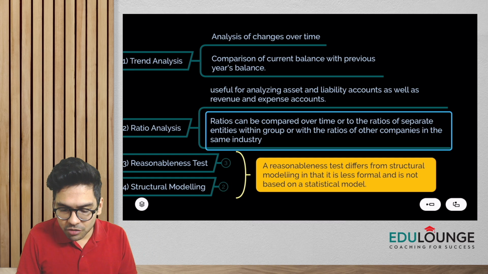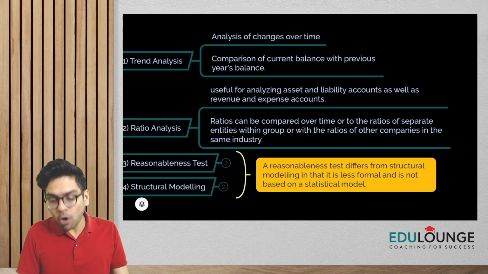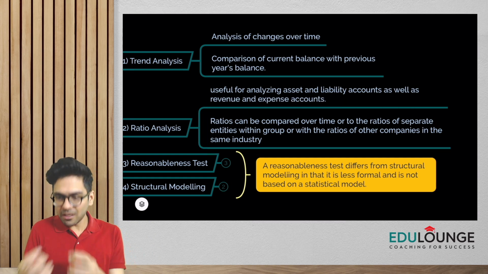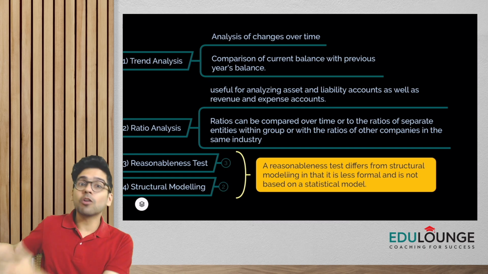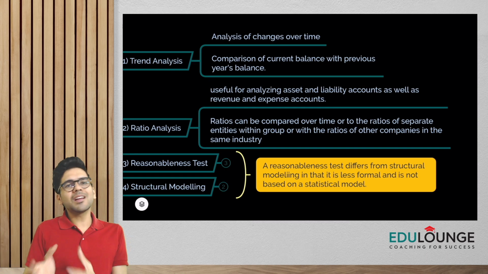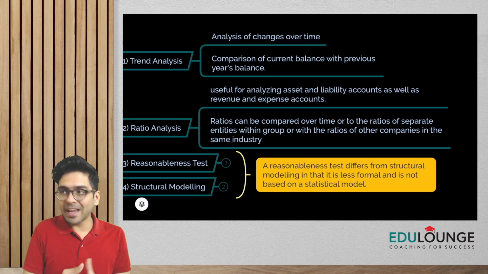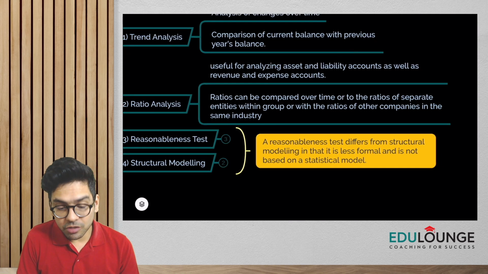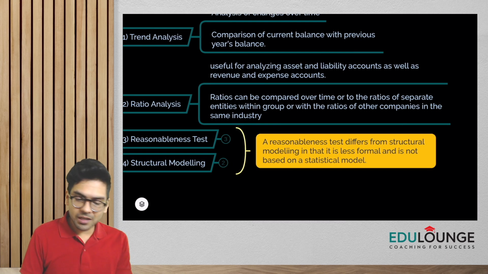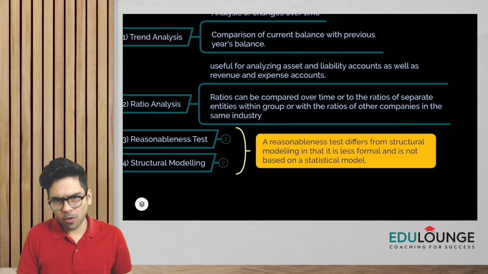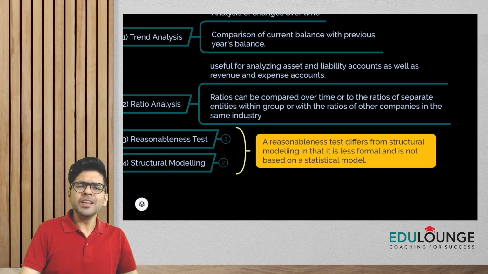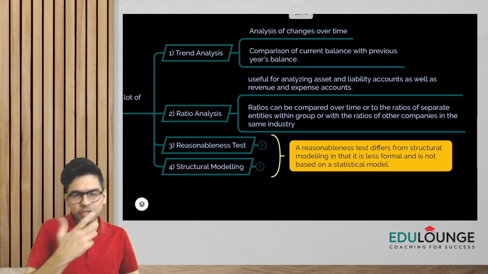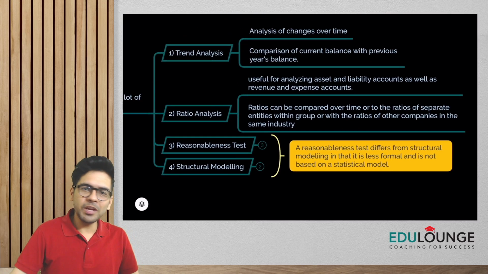So it says ratios can be compared over time or to the ratios of separate entities. We can even compare our ratio, GP ratio, to that of the competitor. So you can either compare your ratios over a period of time, or it can even be compared to outsiders. It says ratios of separate entities also, or other companies in the same industry, maybe your competitors as well. Okay, so guys, trend analysis and ratio analysis, I'm very sure everyone would be able to write.